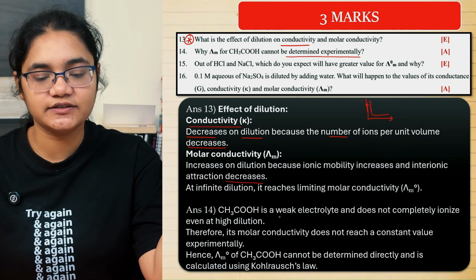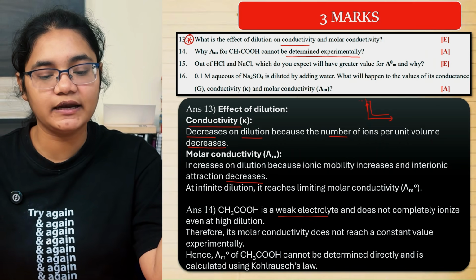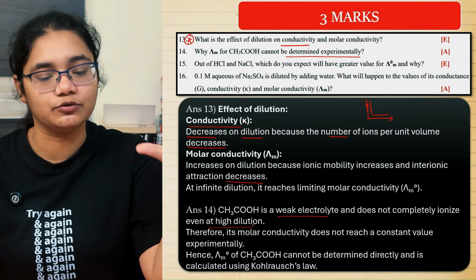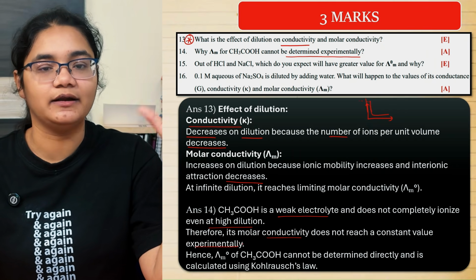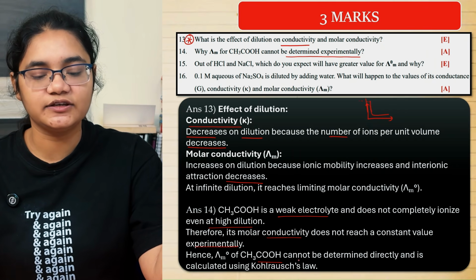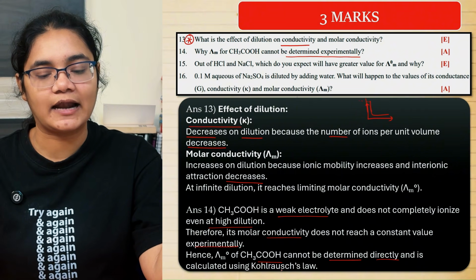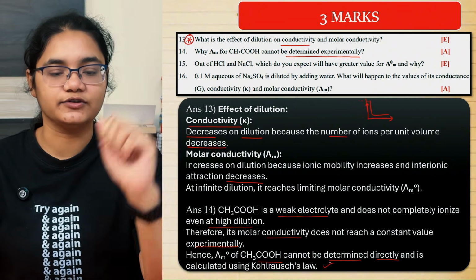So CH3COOH is a weak electrolyte and does not completely ionize even at the highest dilution. So therefore, its molar conductivity does not reach a constant value experimentally. Hence, the CH3COOH value cannot be determined directly, and it is calculated using the Kohlrausch law.